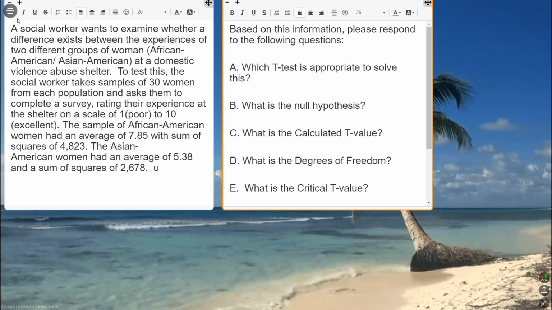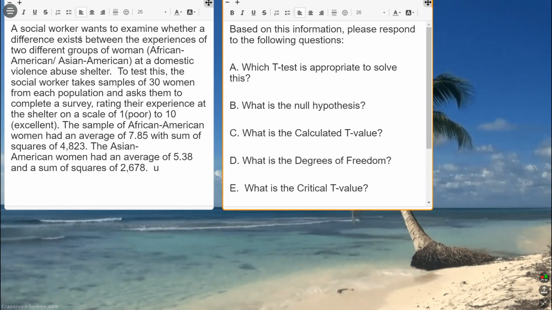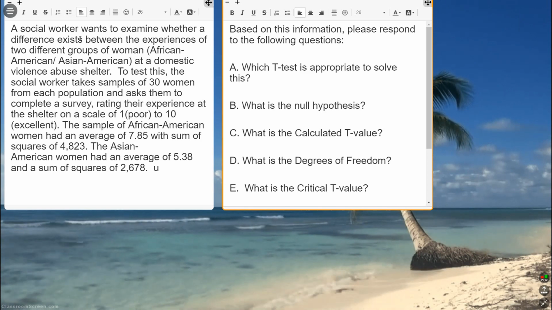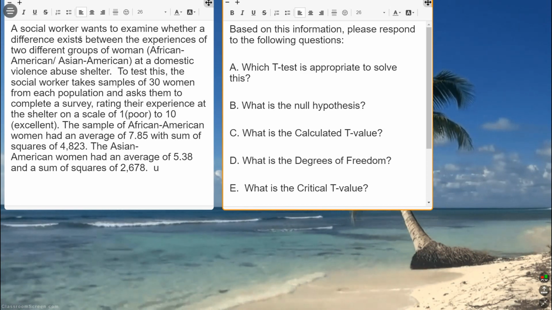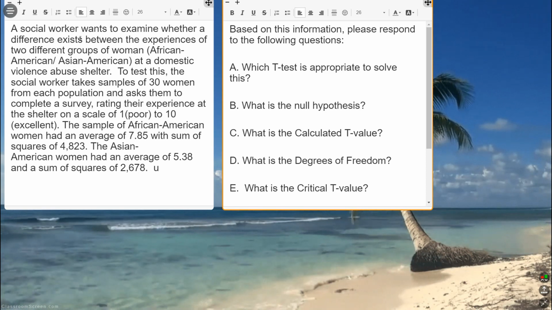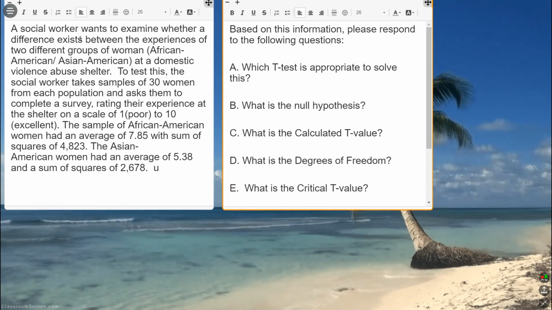Let me read the fact pattern. A social worker wants to examine whether a difference exists between the experiences of two different groups of women, African American and Asian American, at a domestic violence abuse shelter.